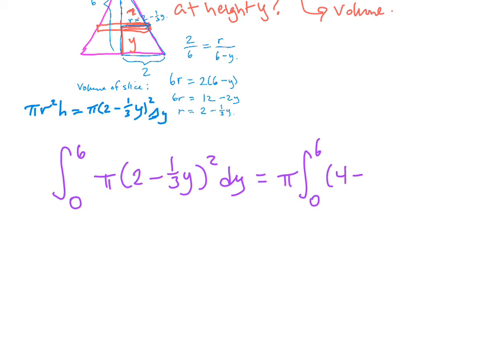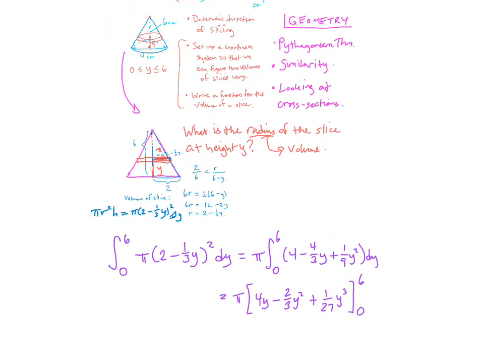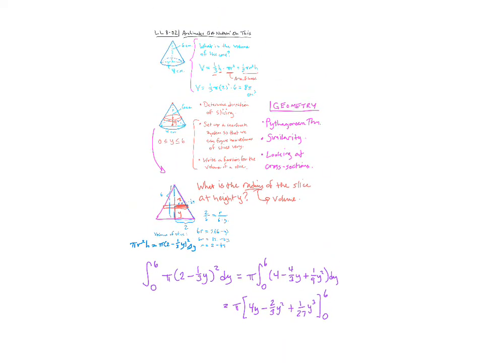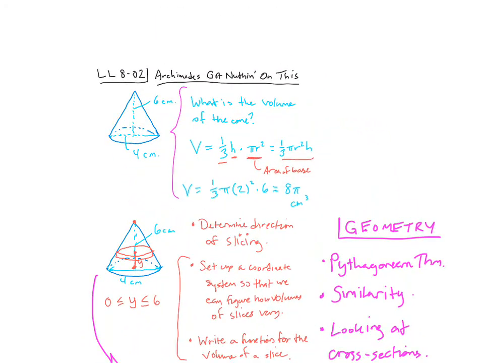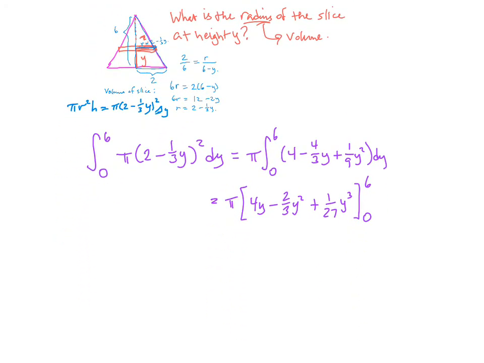The antiderivative is 4y minus 2/3 y squared plus, I believe that's going to be 1/27 y cubed, and that's going to run from 0 to 6. Now remember, we're hoping to get 8 pi centimeters cubed. So now is the moment of truth. Will we get 8 pi centimeters cubed?